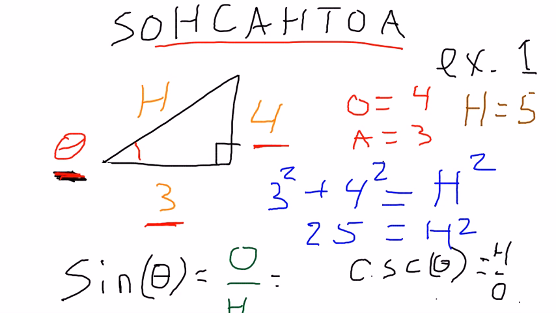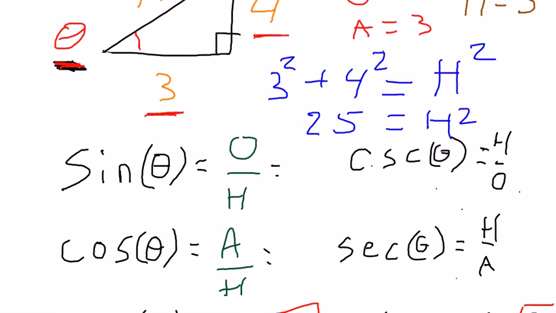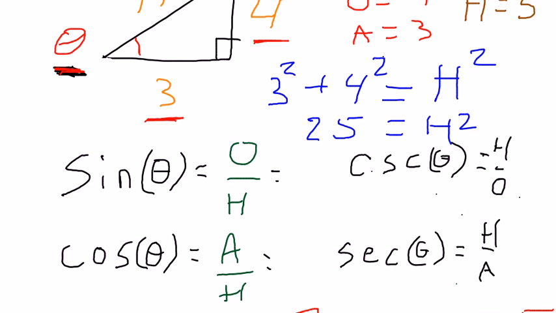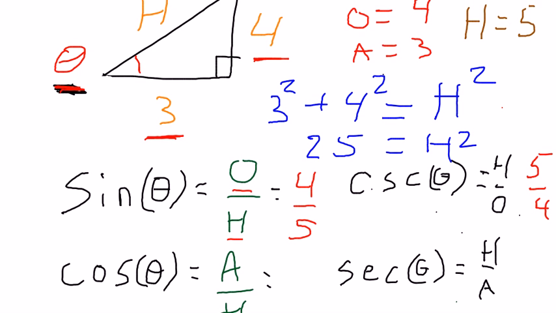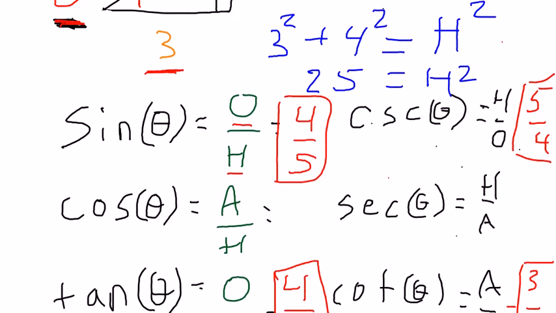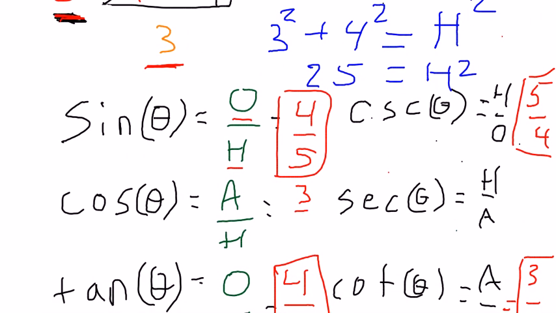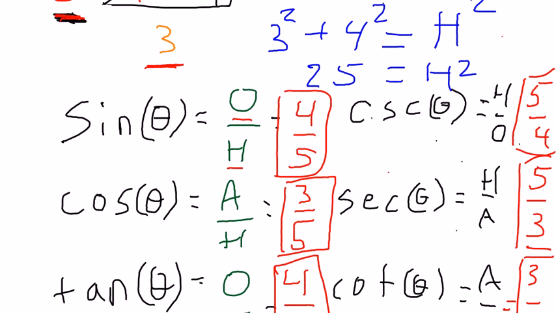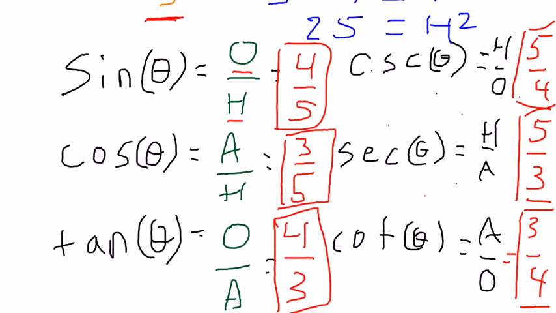And now we can figure out the other 4 trig functions, right? Because opposite is 4, hypotenuse is 5, and sine is opposite divided by hypotenuse. So cosecant would be 5/4, because cosecant is hypotenuse, which we just found to be 5, divided by opposite. All right? Cosine is adjacent over hypotenuse. The adjacent side is 3. The hypotenuse, again, is 5. And secant then would be 5/3.